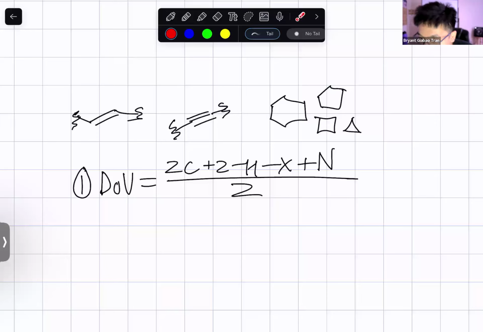Could we also please go over synthesis, retrosynthesis? Yeah. So let's go over that after the stereochemistry part. Synthesis after stereochemistry. Yeah.